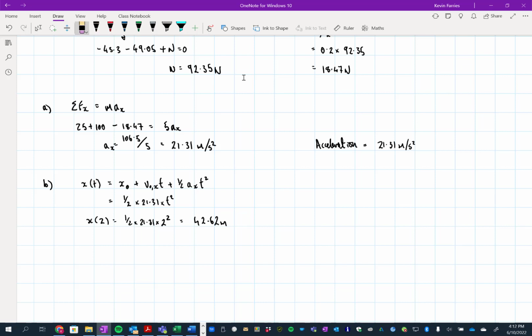Really, that's my answer. I should only have one significant figure in the acceleration. So displacement after 2 seconds is equal to 42.62 meters. 42.6, we want 3 significant figures.